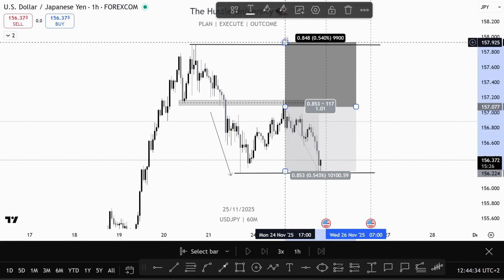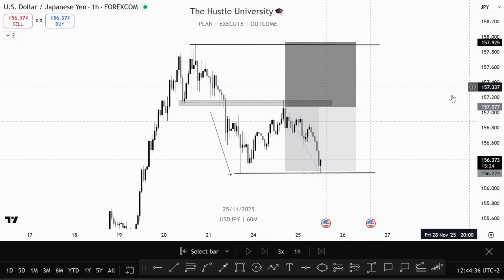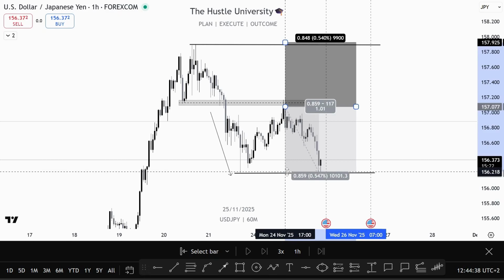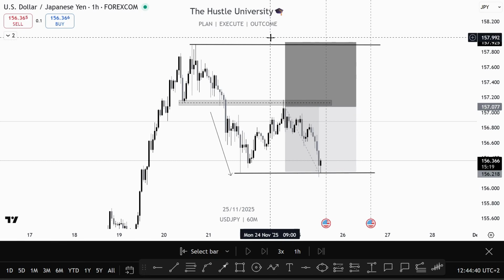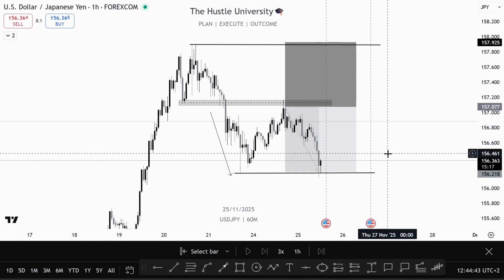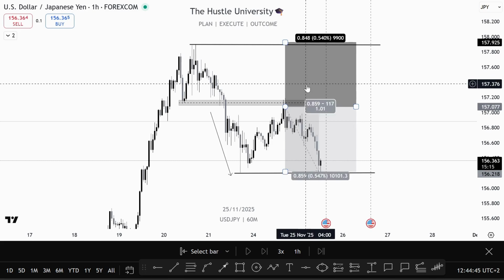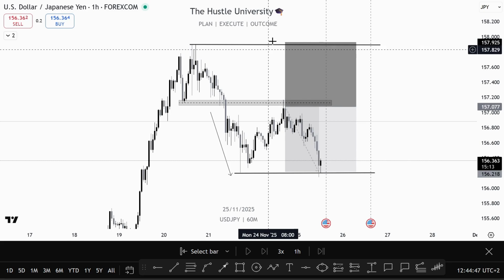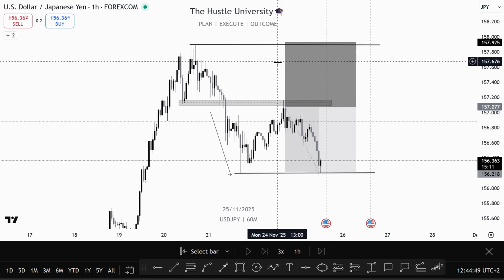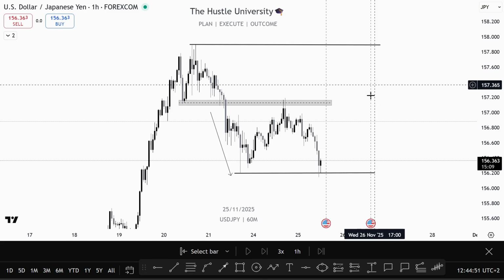As I'm saying, if you were going to take a trade, even a 1:1 wouldn't be a problem, because this trade was going to be a win if you took it like this. So if you are still struggling with knowing where to enter, this would have been one of the ways you could have entered.